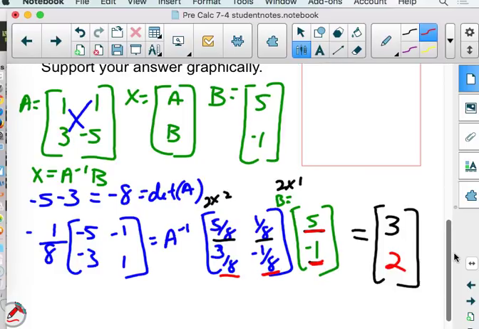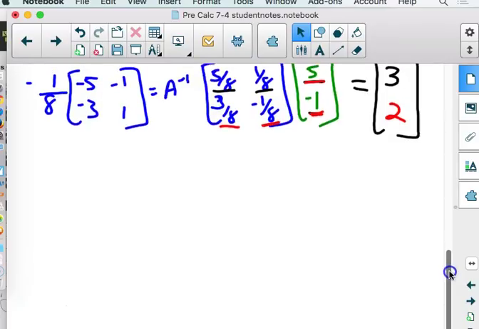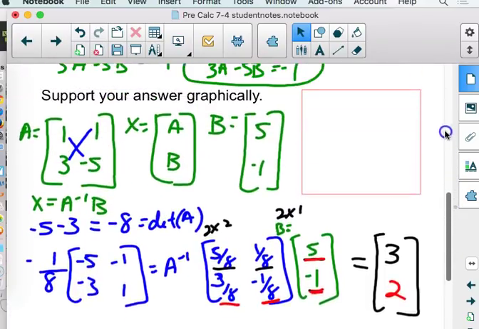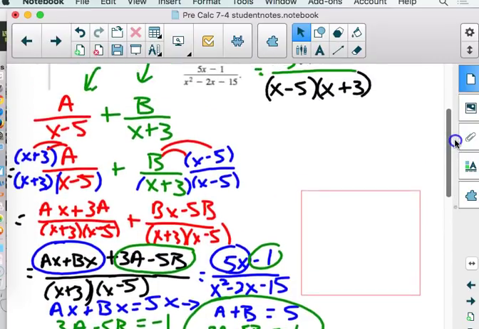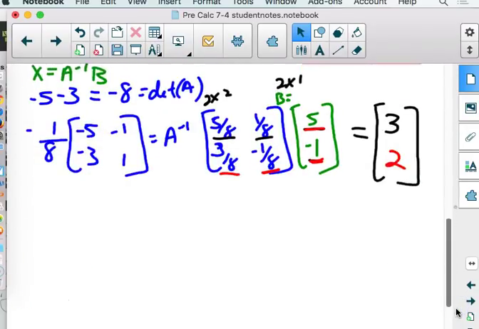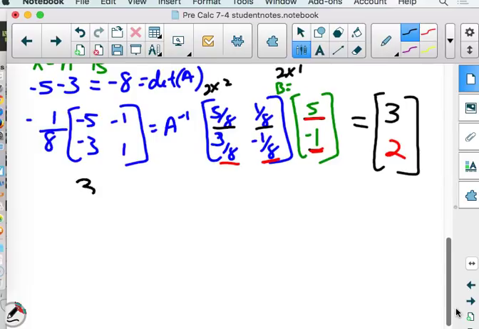Now, let's go ahead and see what that looks like, using this for A and B in the original. Remember, we said we were going to put A over x minus 5 and B over x plus 3. So right now we are saying we have found this: 3 over x minus 5 plus 2 over x plus 3 will give us exactly what we need. Now, that's the partial fraction decomposition.